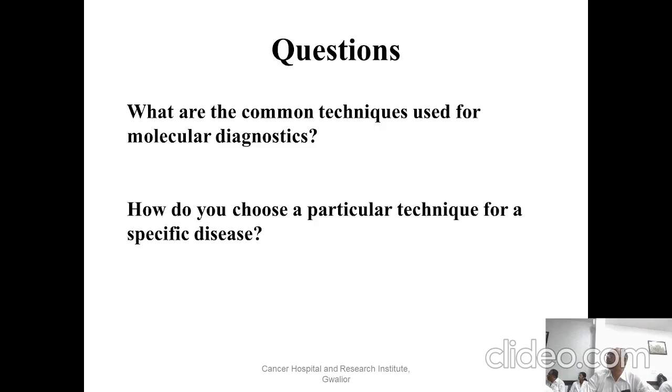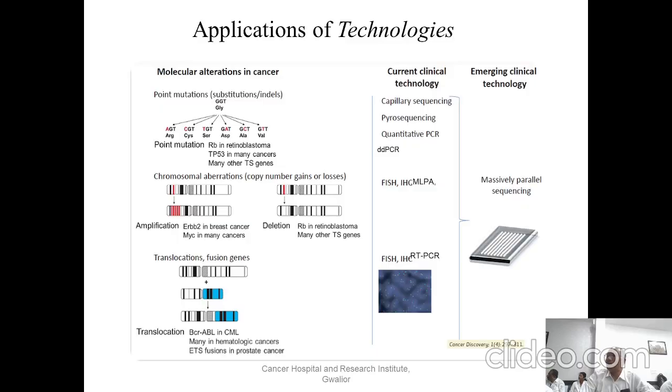any harmful protein. Now, with that background, the moot question is, what are the common techniques we have in our armamentarium, and how do we choose a particular technique for a particular mutation? Now here you can see on the left there are many mutations. On the right, in the middle and last column, there are techniques which are available.